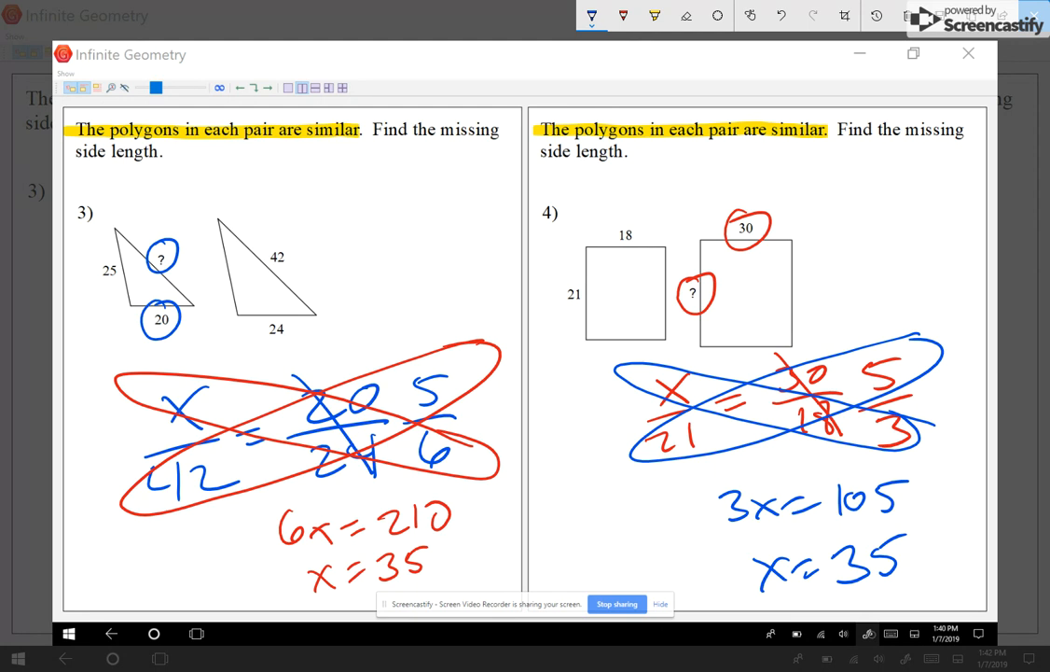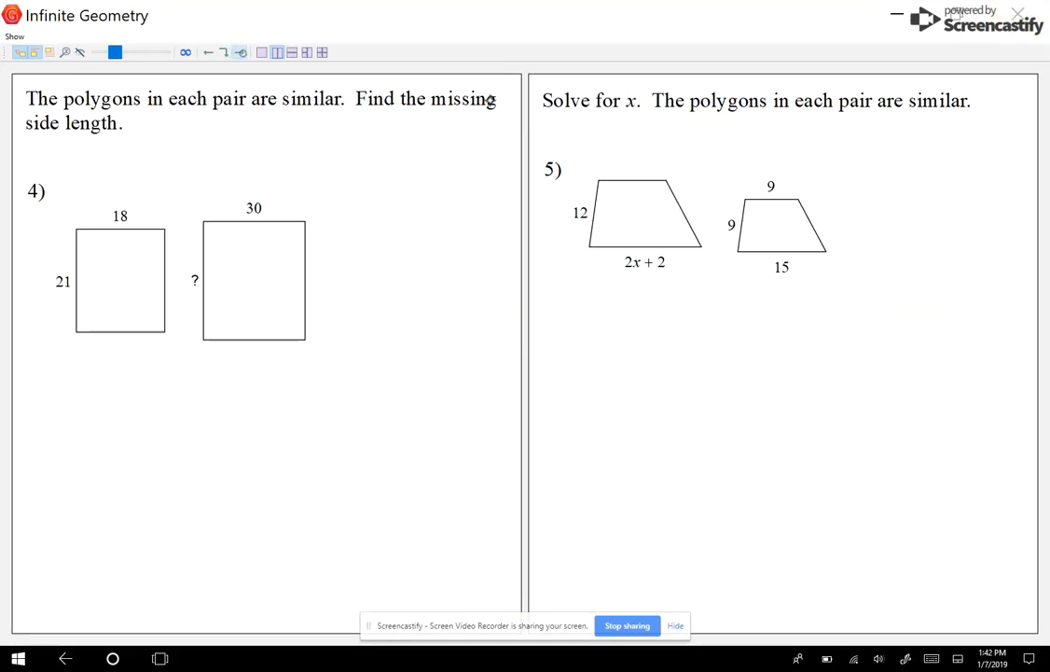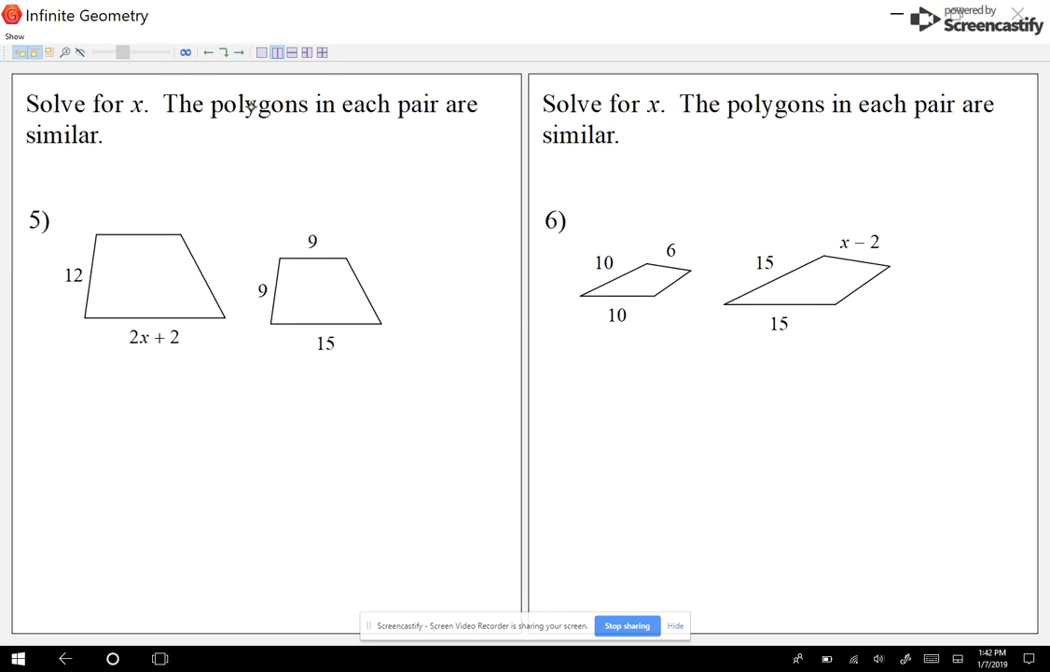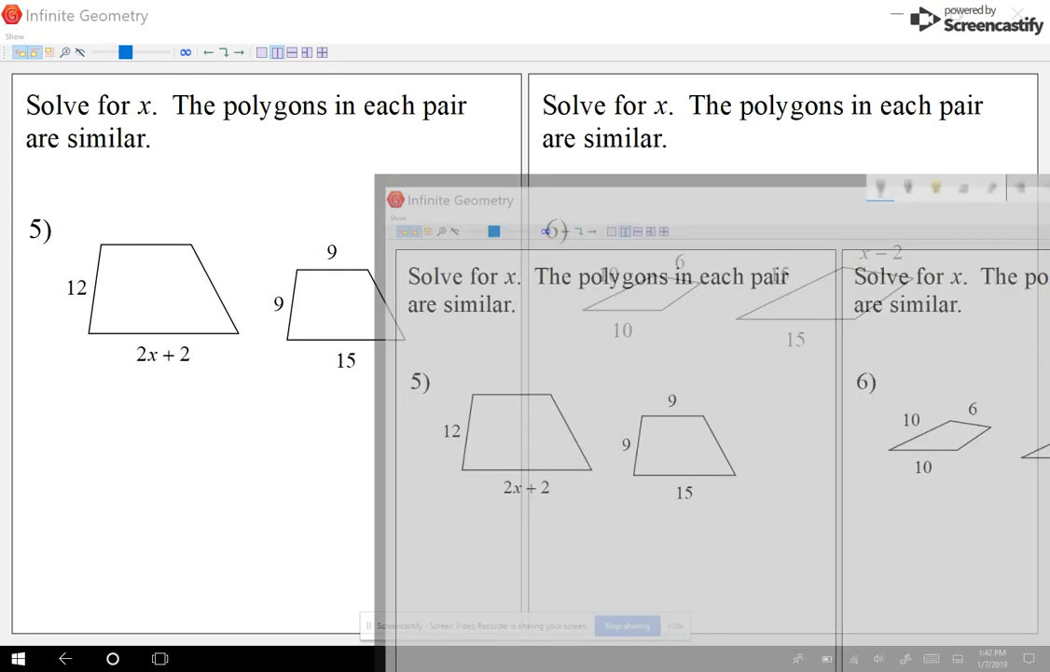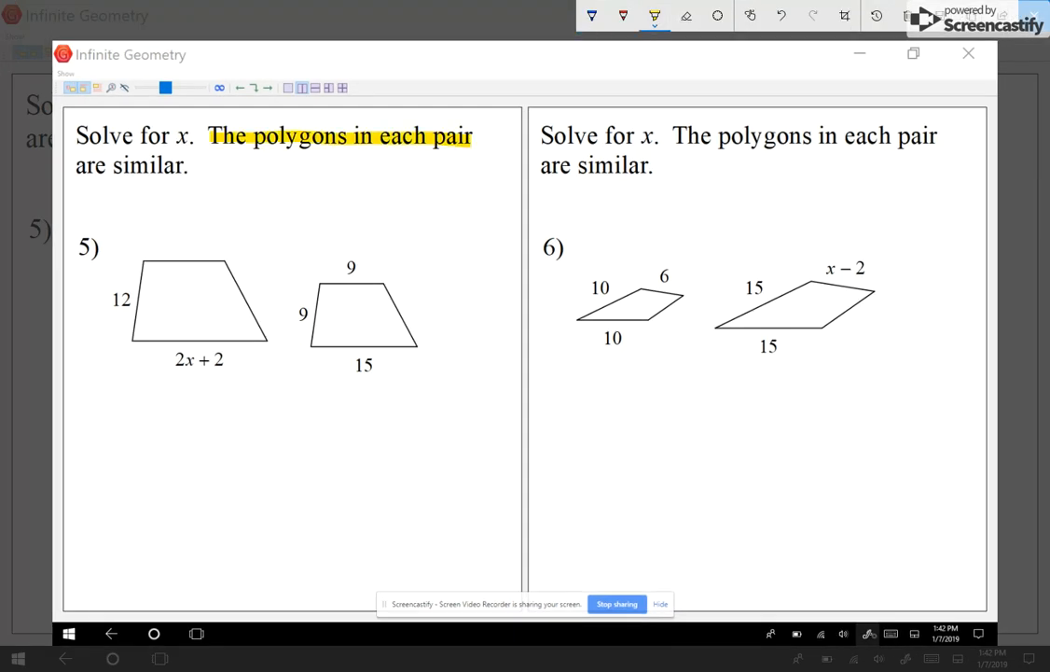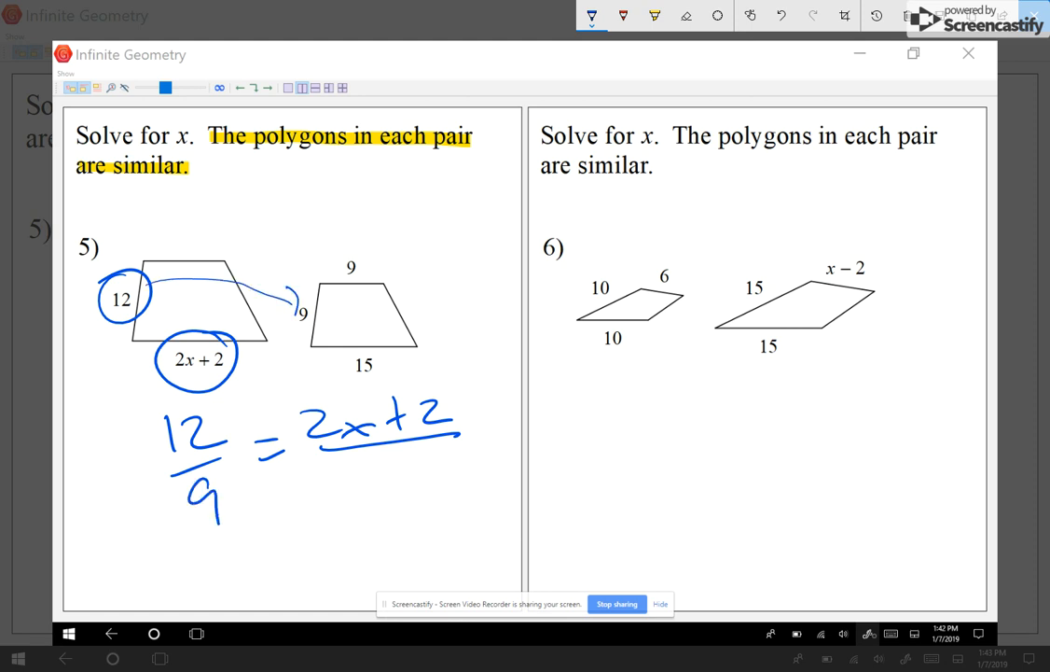No? Okay. My last two examples, I'm asking you to solve for x, but I am telling you that the polygons in each pair are similar. So once again, I'm telling you the angles are the same, the sides are proportional. So I'm going to use these two values. I'm going to say 12 and 2x plus 2. It doesn't matter which one you write on the left and which one you write on the right. I'm just going to use those two values. 12 is corresponding to 9. 2x plus 2 is corresponding to 15.